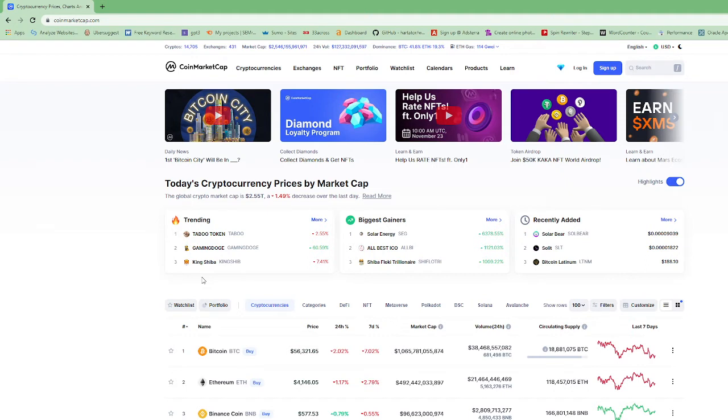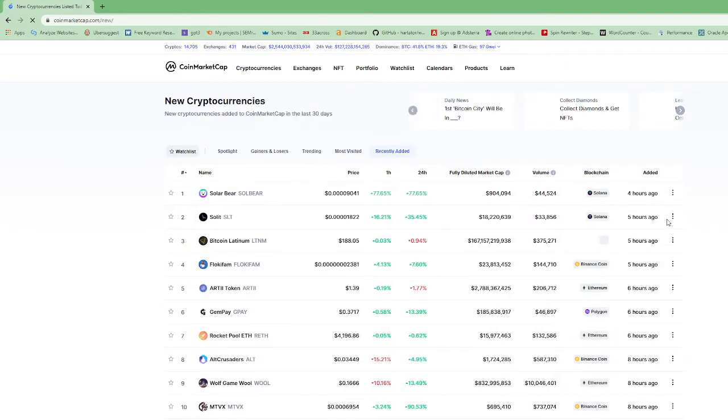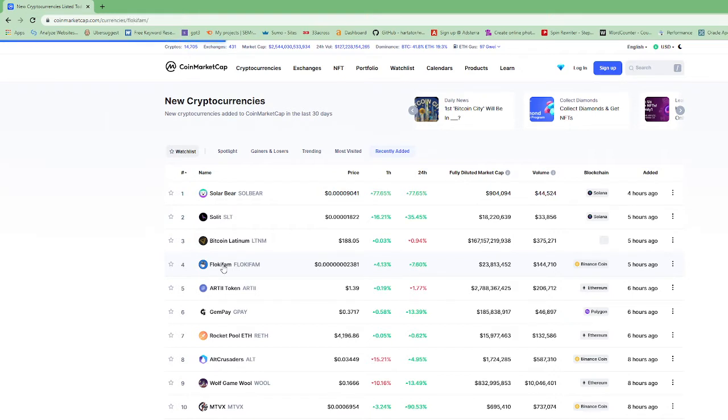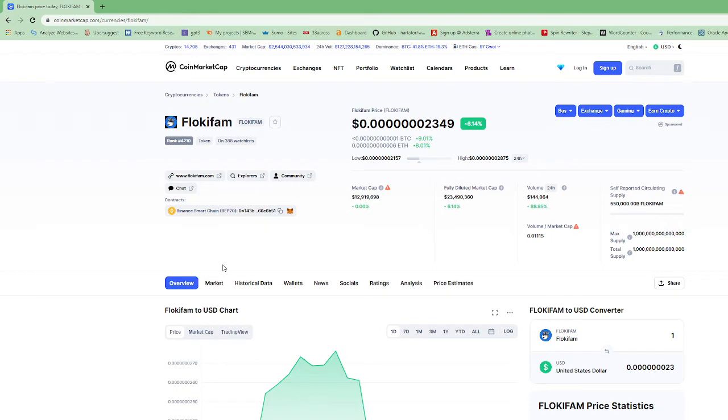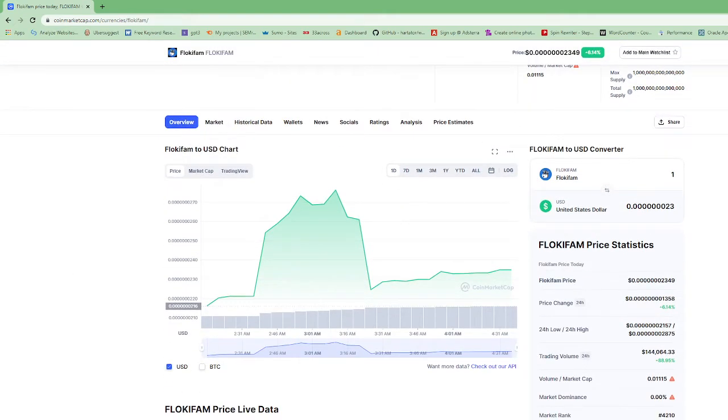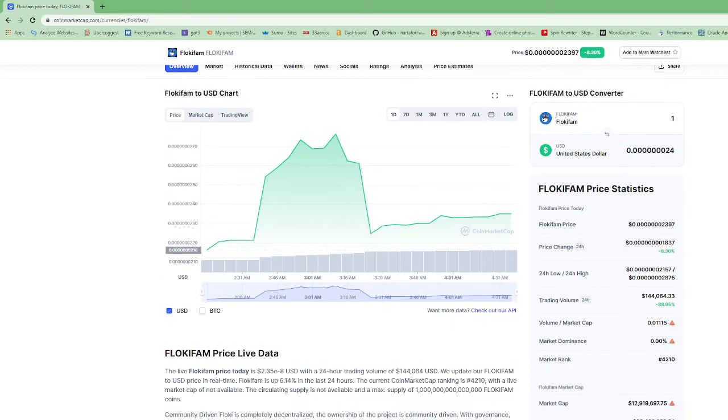Well, today we're going to be on CoinMarketCap. We're going to go to the recently added tab, click on more. We see Solana, but we're going to look at something on the Binance Smart Chain. So let's look at number 4, FlokiFam. It says trading volume went up by 88% in the last 24 hours. It has a market cap of $12.9 million, but this is self-reported, because remember I said anytime you see these little triangles, it means that CoinMarketCap has not verified the data.